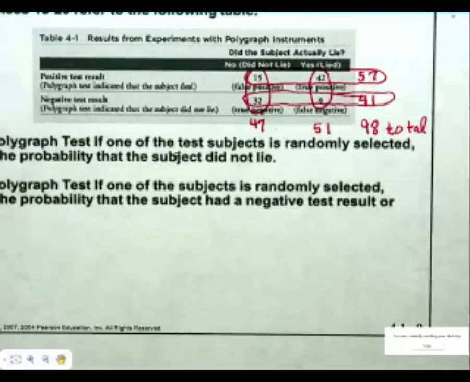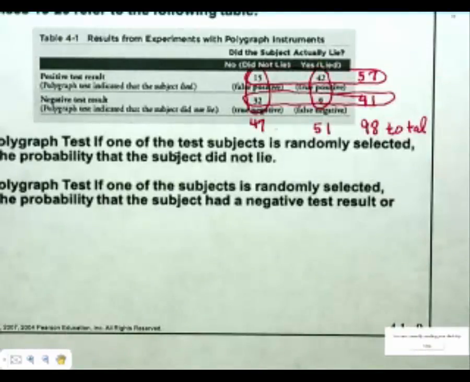What about a false negative? What does that mean? Liars are getting away with it. That's an easy way to say it. The test said negative, but the person was actually lying, so they are getting away with it.